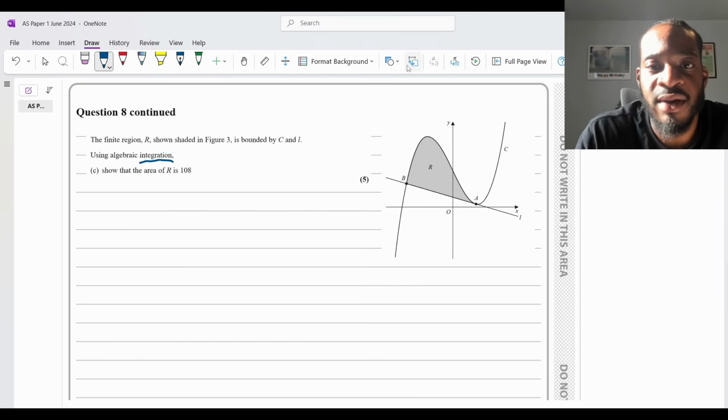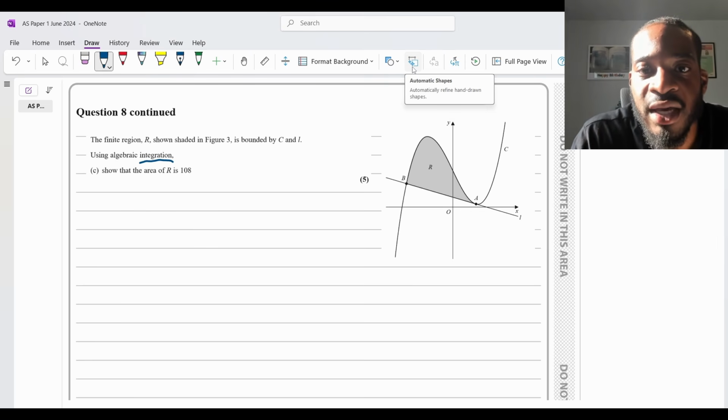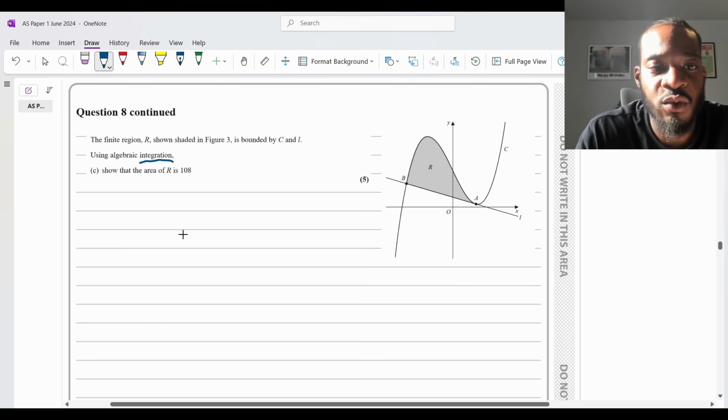So firstly, if I get an axis going, by the way, I've got a new update on this OneNote app, so I'm still getting used to it. It's going to be here, isn't it? Which I'm sure you guys probably noticed when you looked at question 7 and went to question 8.